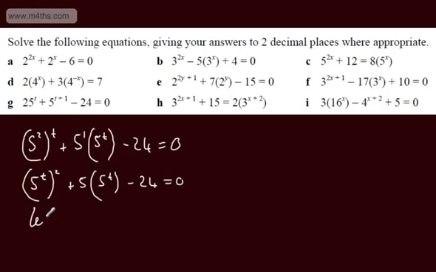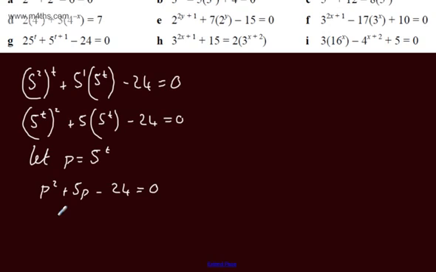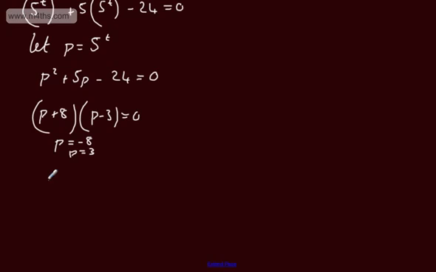Let p be equal to 5 to the power of t. So we're going to have p squared plus 5p minus 24 is equal to 0. That's going to factor nicely, 8 and 3, so we'll have p plus 8 and then p minus 3. That's equal to 0. p is equal to minus 8, p is equal to 3. Now if we consider that p is actually 5 to the t, what this is now saying is 5 to the t is equal to minus 8, or 5 to the t is equal to 3.